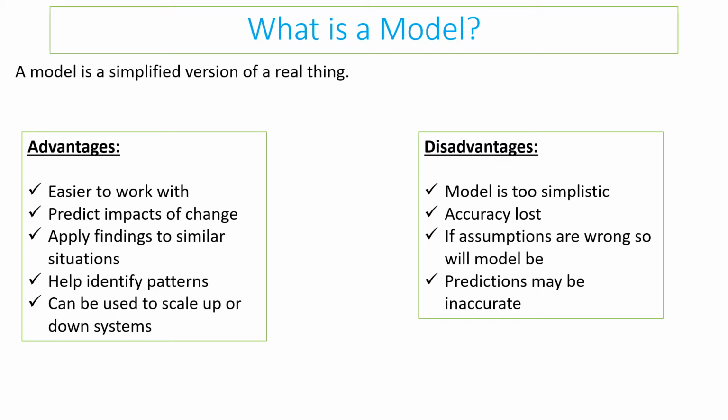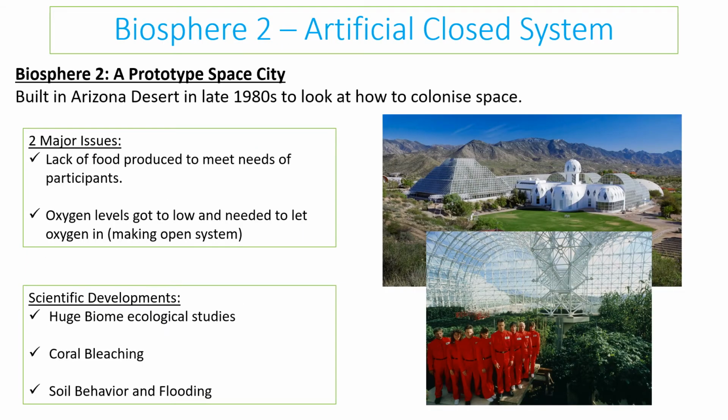But the disadvantages are the models can be too simplistic, so we may not actually realise everything we need to include in the model. Accuracy can be lost because it's not to the same scale. If your assumptions are wrong, if you put stuff into there that is wrong, the model will become wrong, and predictions may be inaccurate. And this was seen with Biosphere 2.